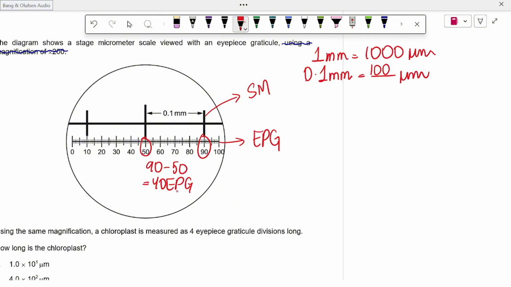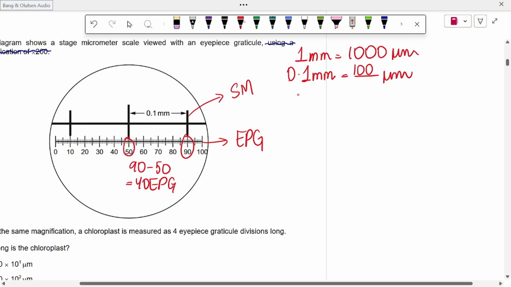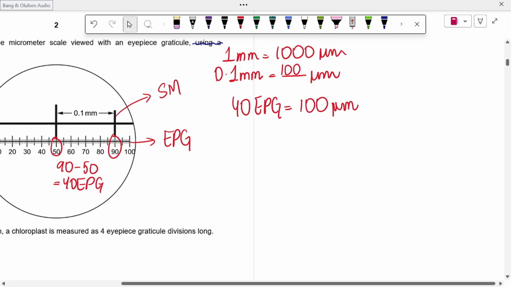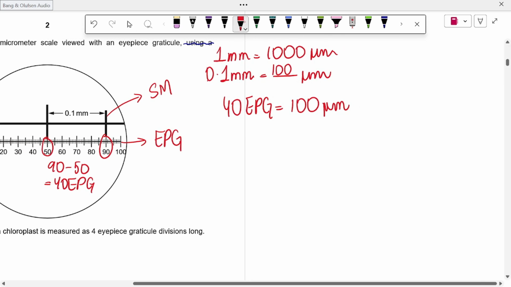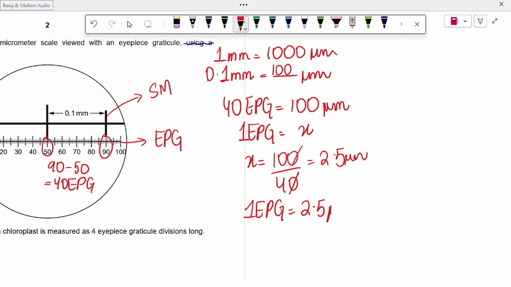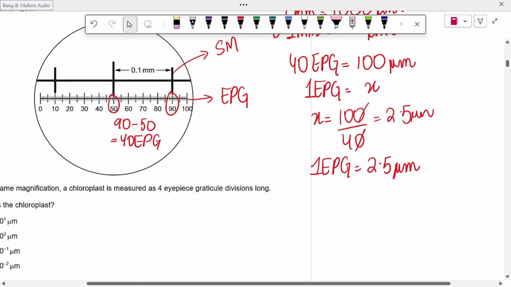90 minus 50 comes out to be 40 eyepiece graticule. So in a way we can say 40 eyepiece graticules are equal to 100 micrometer. Now you need to calibrate one eyepiece graticule कितना माइक्रोमीटर होता है. 1 EPG is equal to x. क्रॉस मल्टीप्लाई करेंगे. x is going to be 100 divided by 40 and your answer is 2.5 micrometer. 1 eyepiece graticule is equal to 2.5 micrometer. ये हमने कैलिब्रेट कर लिया आपका eyepiece graticule from your stage micrometer.